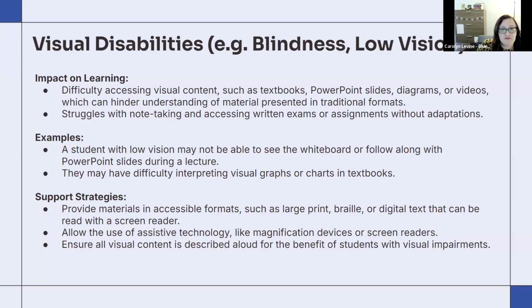But if it does affect their reading abilities, having a screen reader is really helpful. Being able to sit close to the front of the class is helpful. So providing materials in accessible formats is crucial. That might be larger print or digital so that they can use a screen reader. We don't see Braille as much anymore, but if you ever do get a request for Braille, that's something my office would handle. You would not be responsible for that, so just let me know. If they need assistive technology, magnification devices, again, screen readers, let me know. I can help with that.